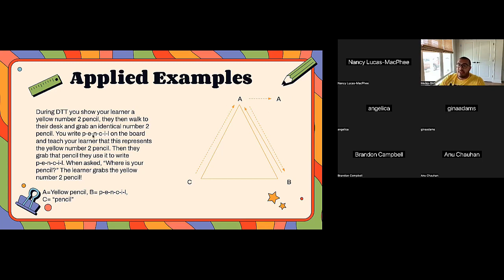You write P-E-N-C-I-L on the board. This is the written word pencil, right? So now I have a B. You teach the learner that this represents the yellow number 2 pencil. So I taught them that B, which is the written word pencil, represents A, which is the yellow pencil. So I don't have anything yet. I just have that taught. They then grab the pencil and use it to write P-E-N-C-I-L. So now, of course, without teaching, I took the pencil and I realized, hey, I write the word pencil, which represents this pencil. Now I have symmetry. I also have mutual entailment, but again, jumping ahead a slight bit.